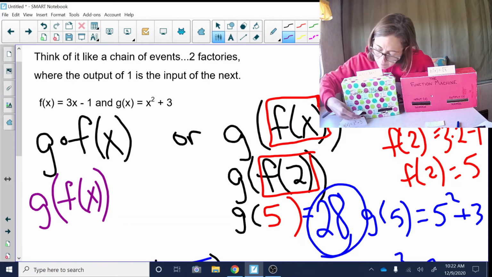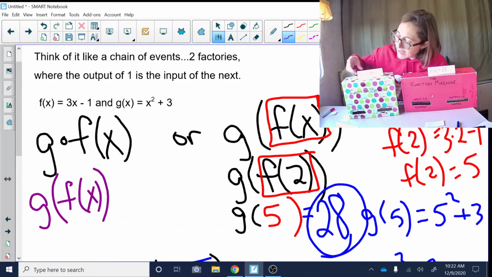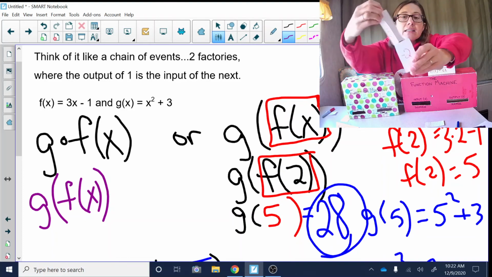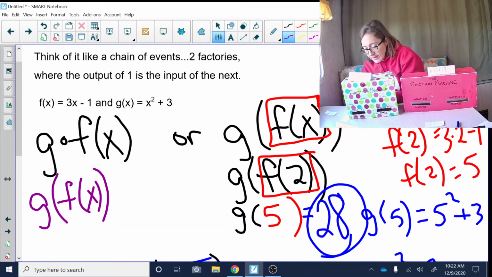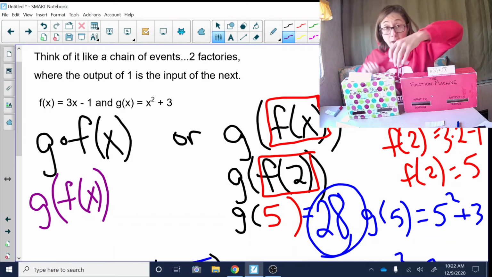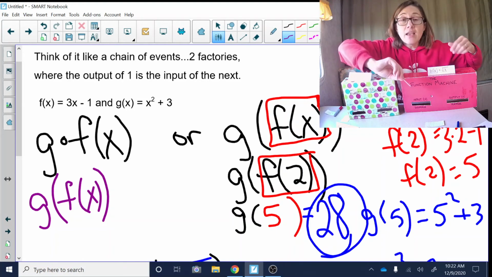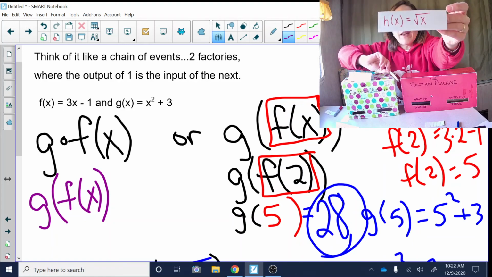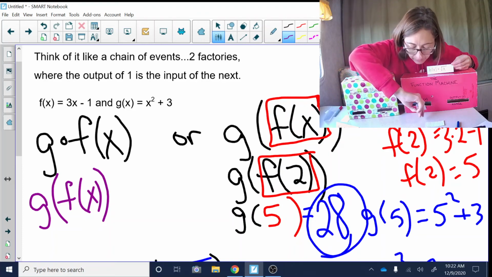That's my input. I take the -2 and multiply it by 3, so I would be at -6. Then I subtract 1, so I'd be at -7. The output is a -7. So if I'm doing a composition of these functions, that -7 is going to become the input to my next function. This function is h of x, and it equals the square root of x. It takes its inputs and square roots them. So I'm going to take this -7 and put it in here.